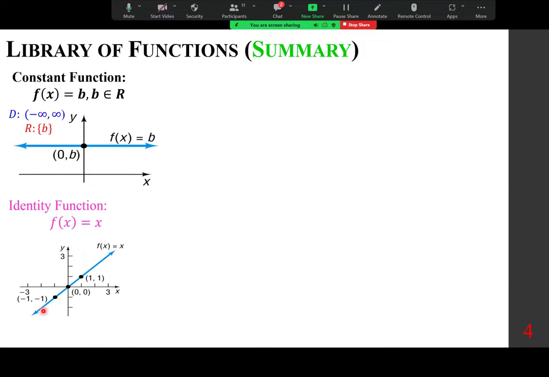y or f of x equals x is a line that goes through the origin. Domain and range are both all real numbers from negative to positive infinity. So it covers the entire x-axis. If you were to lay it down along the y-axis, it covers the entire y-axis.